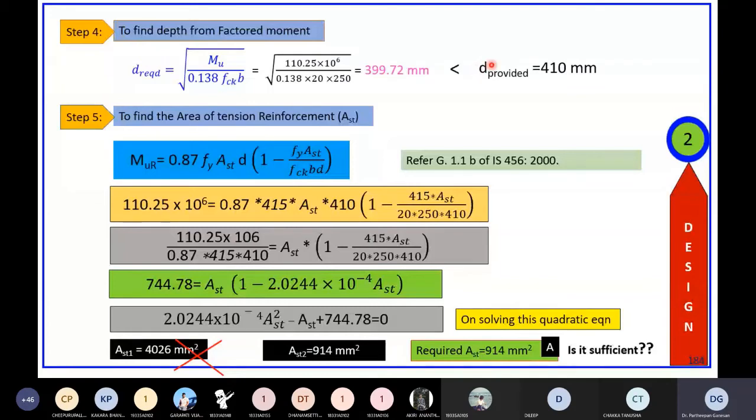Small d is always effective depth. The only difference is it's required for a balanced section. This is the provided one. So if you provide depth more than the required for a balanced section, it is an under reinforced section, or a singly reinforced section.